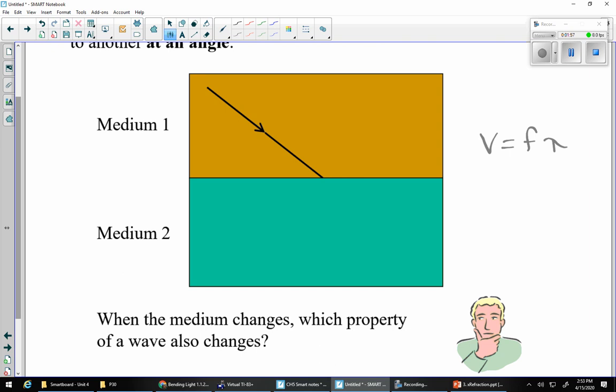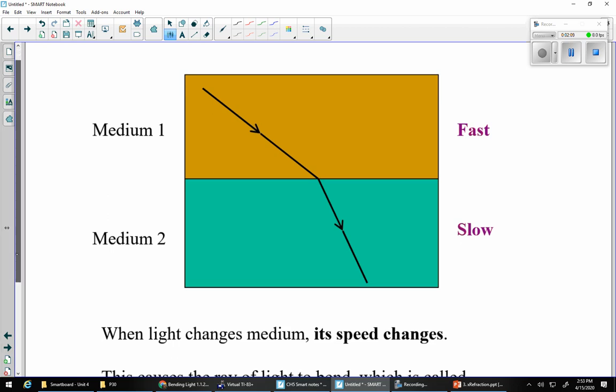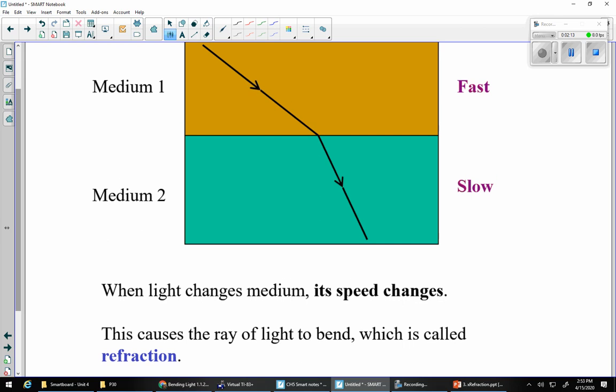If you're saying it's the speed that changes, and I mean also the wavelength would correspond to that as well, but the speed changes when it goes from one medium to another. So when we look at this, if I go from a fast to a slow medium, its speed is changing, and that's what's causing it to bend. And in this particular case, we're going from a fast medium to a slow medium.